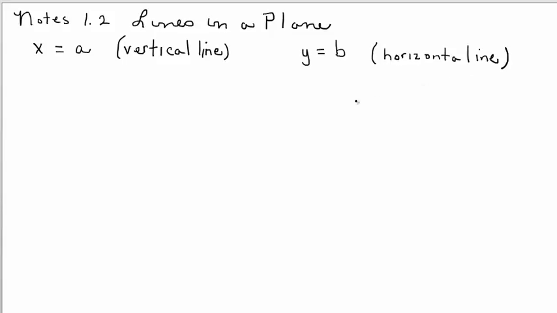These are kind of two special cases of linear functions. You either have a vertical or a horizontal line. There's no slant to the graph. All right, to write the equation of a line, there are two forms that we're going to look at.